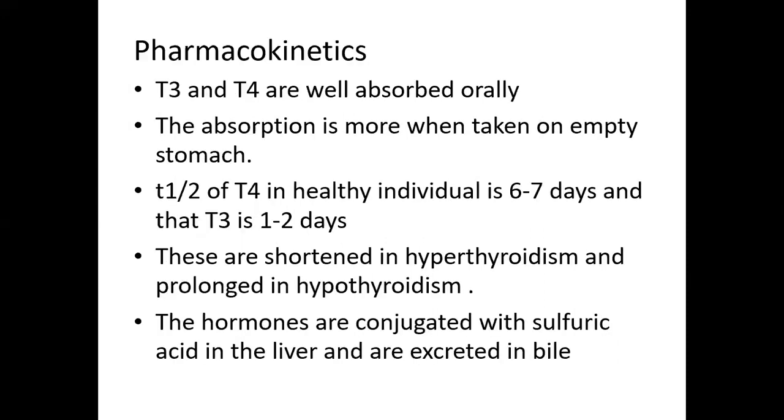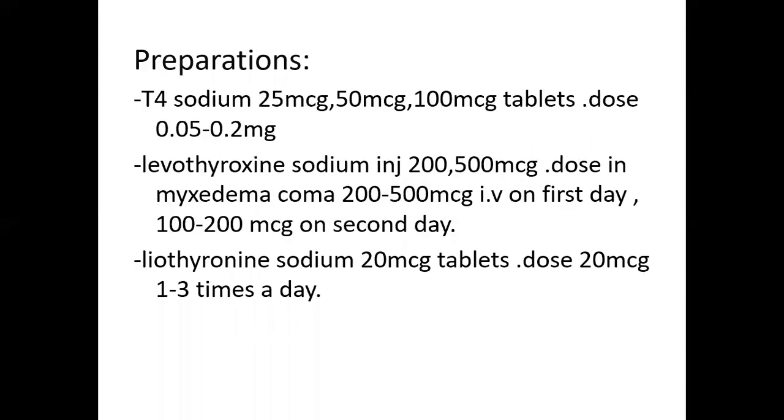Pharmacokinetics. So both these hormones T3 and T4 are well absorbed when given orally. The absorption is more when taken on an empty stomach. The half-life of T4 in healthy individuals is 6 to 7 days, and that of T3 is 1 to 2 days. These are shortened in hyperthyroidism and prolonged in hypothyroidism. The hormones are conjugated with sulfuric acid in the liver and are excreted in bile.